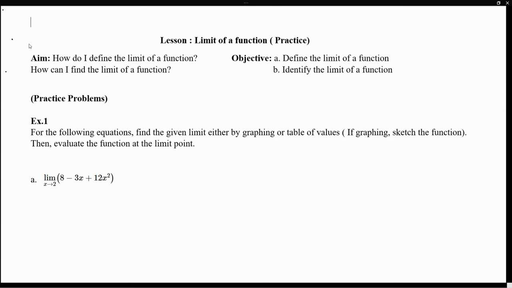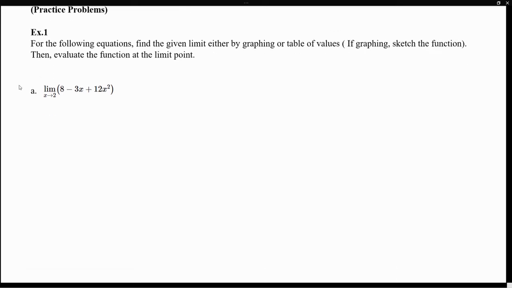Welcome. In this lesson, we're going to take a look at the limit of functions, and we're going to do that by performing some extra examples. So let's take a look into this now. For example 1, it states: for the following equations, let's find the given limit either by graphing or performing a table of values, and then let's evaluate the function at the limit point.